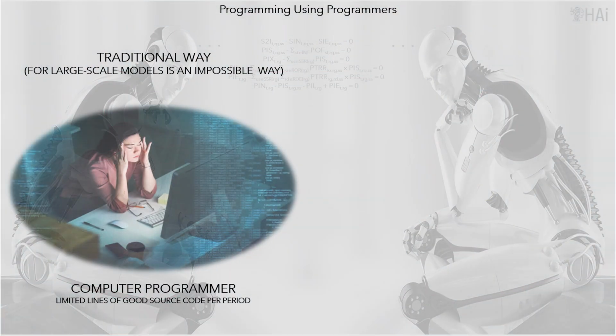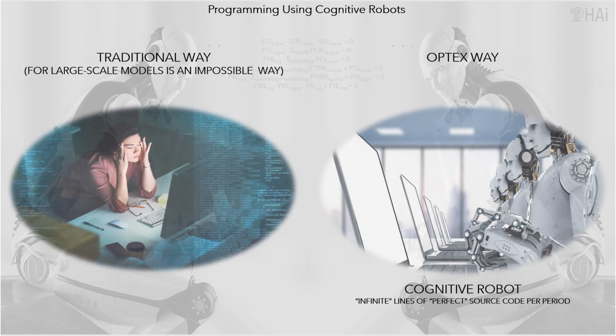Making very large-scale models the traditional way, using a computer programmer, is an impossible way, because the programmer can only write a limited number of lines of good source code per period. Maintaining these models can be more complicated than making them, if more than one programmer intervenes in the process. OPTEX can produce infinite lines of perfect source code per period.